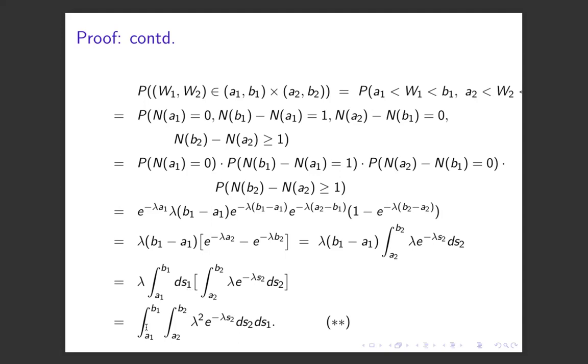So that is equal to the integral from A1 to B1, integral from A2 to B2, of lambda squared multiplied with e to the power minus lambda s2 ds2 ds1. Note it down. This is mainly the crux of the argument in this kind of analysis.